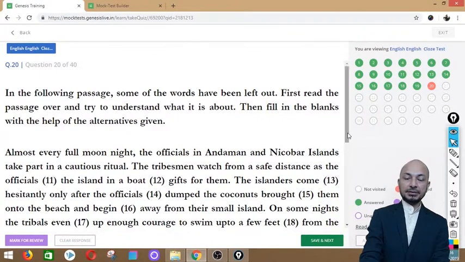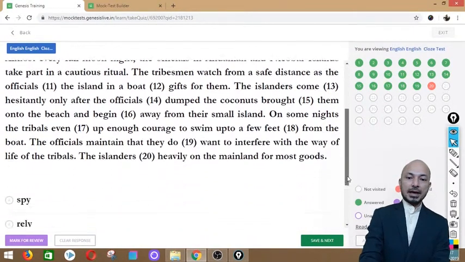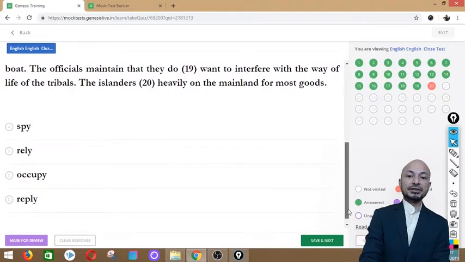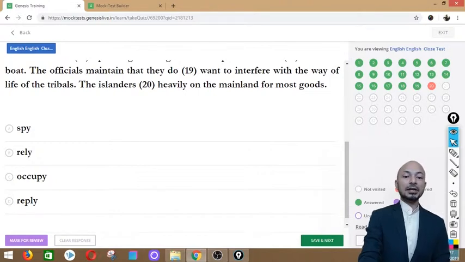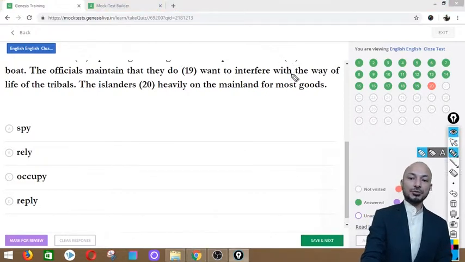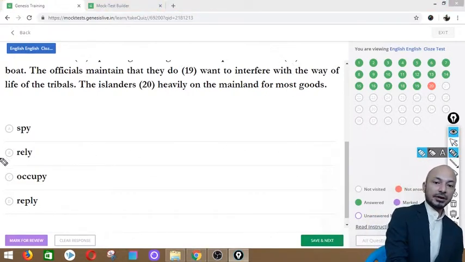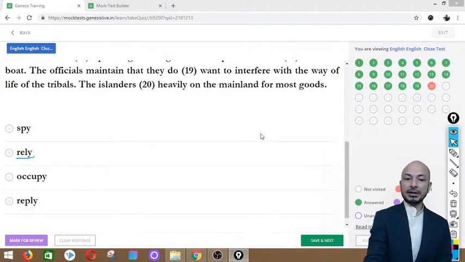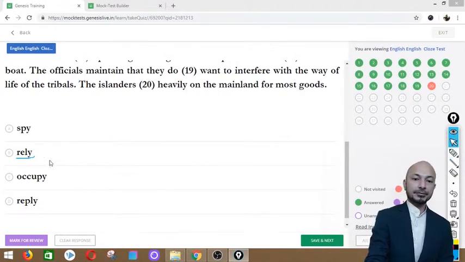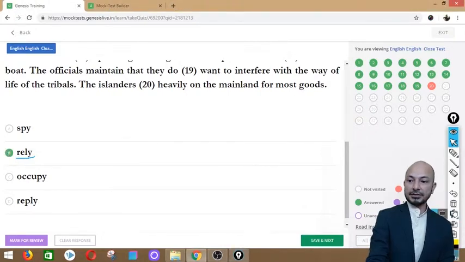On to number 20, and the last line over here reads, the islanders dash heavily on the mainland for some goods. Is it going to be spy heavily, rely heavily, occupy heavily, or reply heavily? And it's going to be option B, which says they rely heavily on the mainland for most goods. So we are going to go ahead and click on option B, and click next.